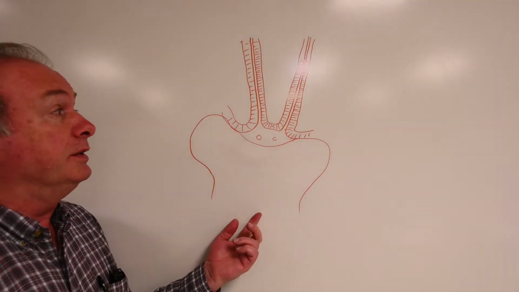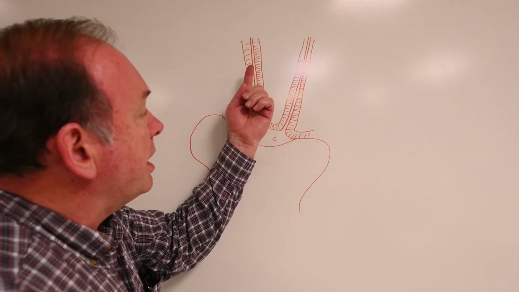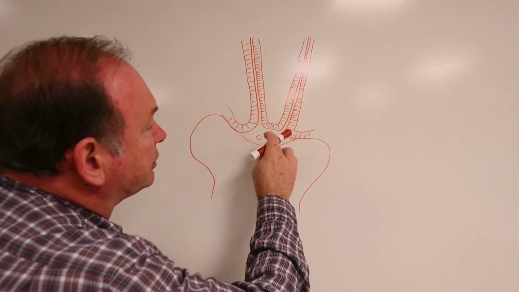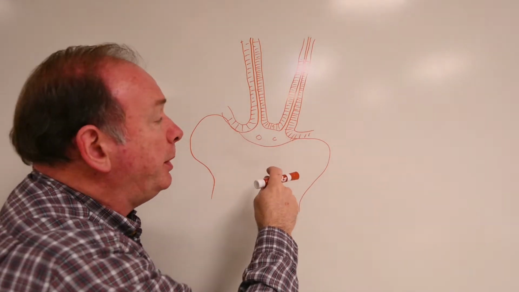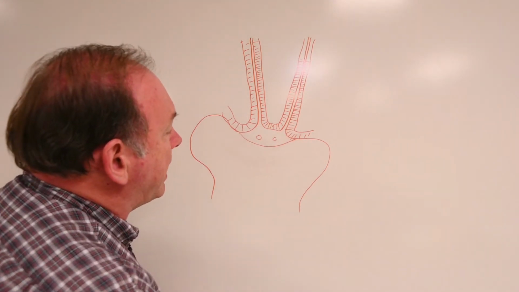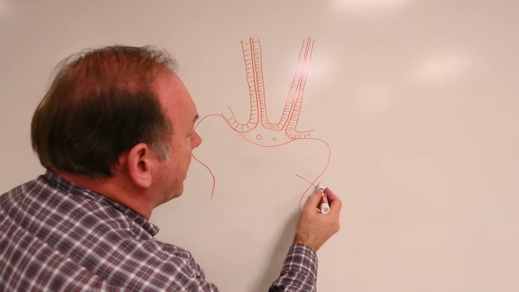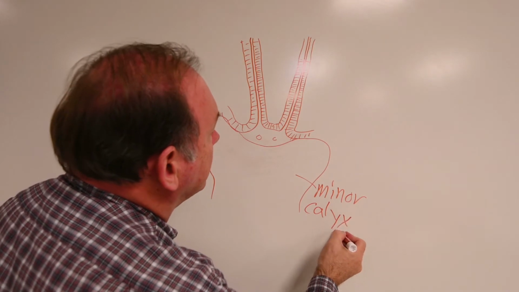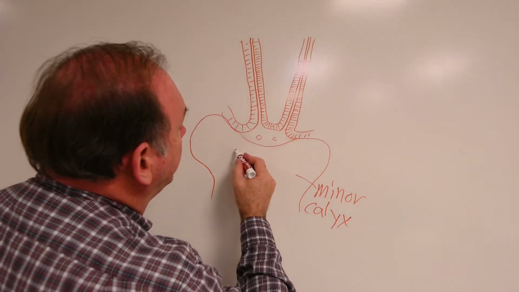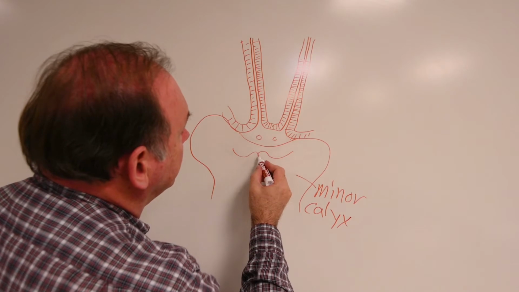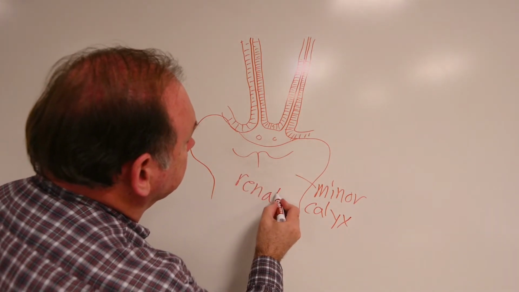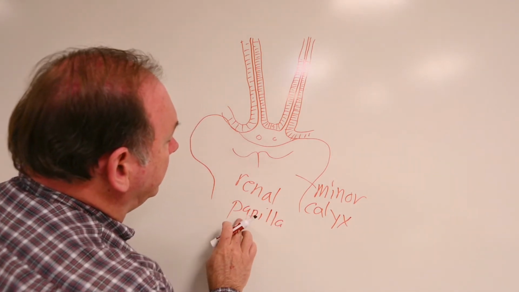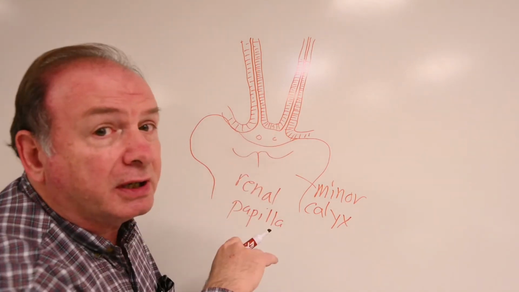What I've drawn here is the end of a couple of collecting ducts as they come toward the renal pelvis. They open up at what's called a renal papilla. A renal papilla is a little bump that extends out into a minor calyx. So this would be the space of a minor calyx here. This is our renal papilla, this region right here. Renal papilla, just a little bump, sticks out.